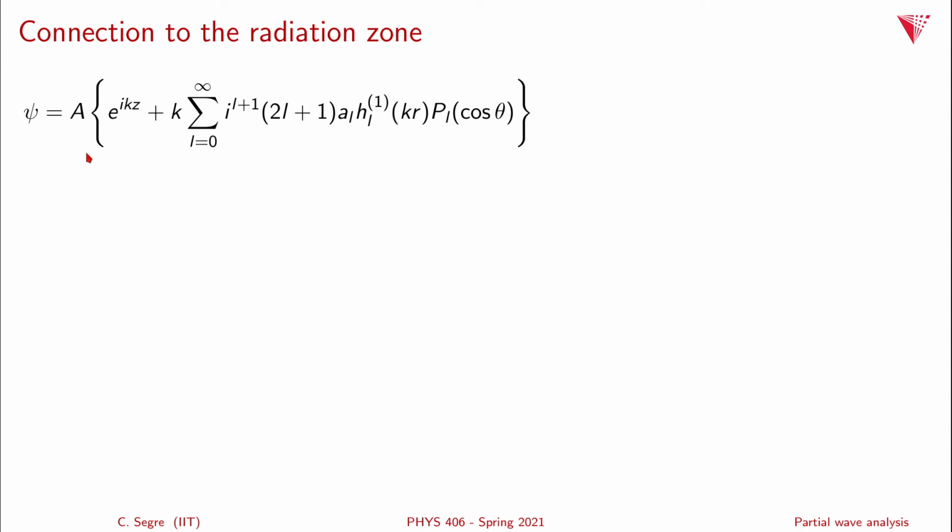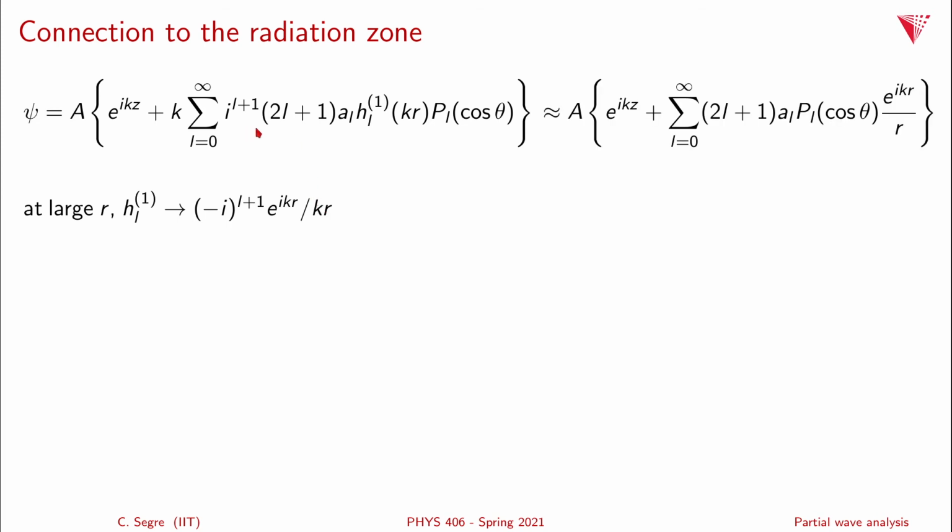Now this is the solution in the intermediate zone. We want to connect this to the radiation zone because we need to have a continuous wave function. Not only the wave function has to be continuous, but the derivative has to be continuous. So we have to match them up together. At large r, what does the Hankel function look like? Well, the Hankel function, we wrote that down before, is just minus i to the L plus 1 e to the ikr over kr. Right? That's the asymptotic limit for the Hankel function.